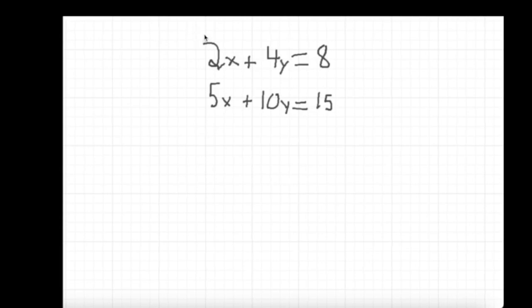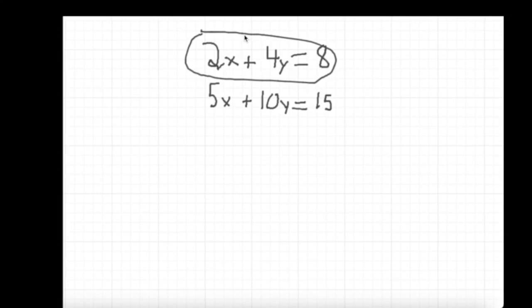So here we will take this equation and we will find, since 2x and 4y is pretty easy, we'll pick this one out and we will try to find the value of x using y. So basically what we're trying to do is isolate the x and get rid of this 2. And that will give us a value of x using y.